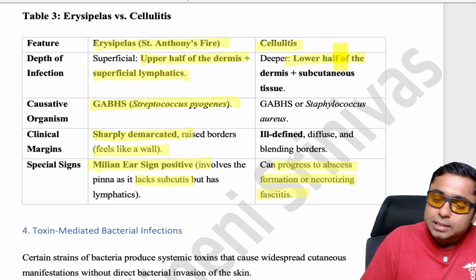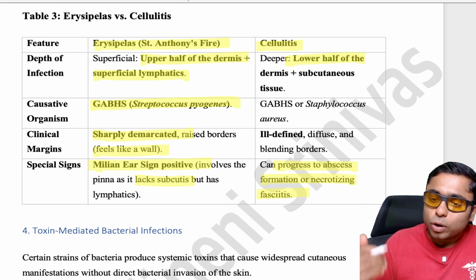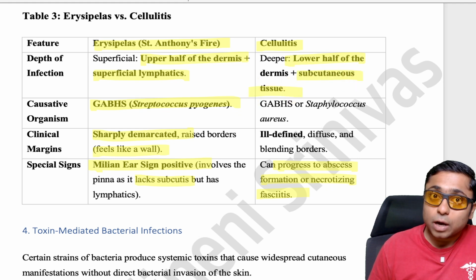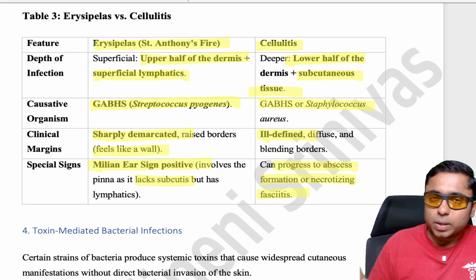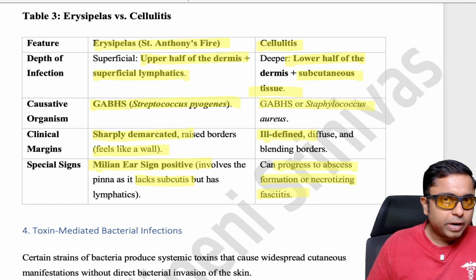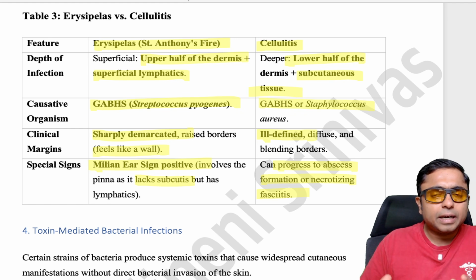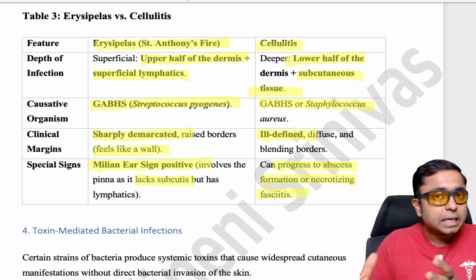Coming to cellulitis, it is a deeper infection. The lower half of the dermis and subcutaneous tissues are going to be affected. It could be strep or staph. There is no specific thing here. The margins are going to be very ill-defined, diffuse, and also blending. It is very difficult to differentiate between the normal skin and the infected skin.